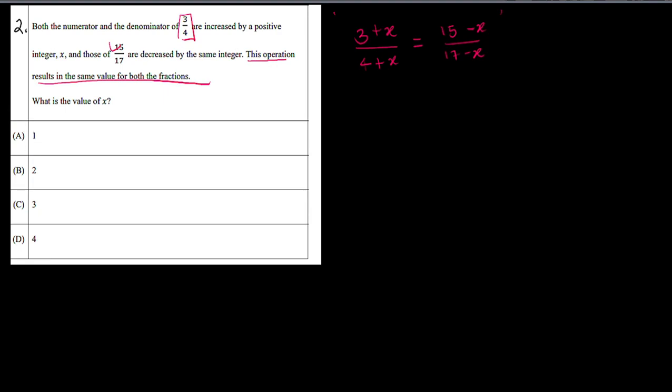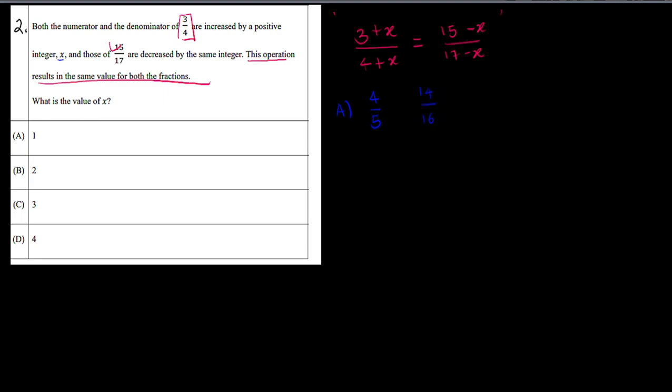So what we have to do is simply put the values of x, which are given in the different options, here. Let's start with option A. Option A has given the constant x a value of +1. So simply replace this x with +1. On the left hand side we are getting 4 by 5, and on the right hand side we are getting 14 by 16.